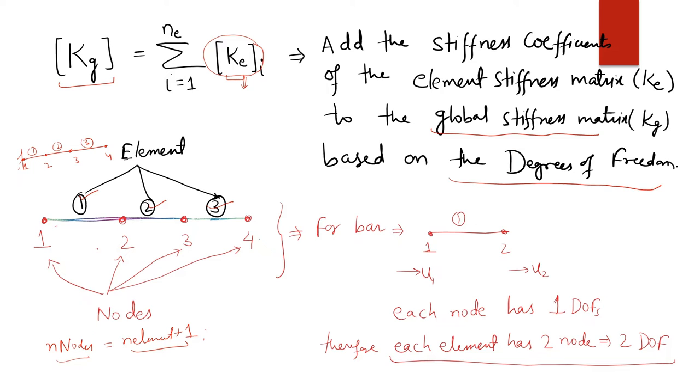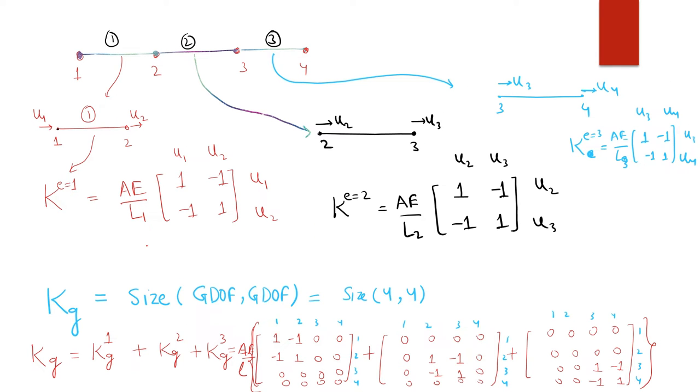That is the global nodes of the bar. For element 1, node 1 has the nodal displacement u1 and node 2 has the nodal displacement u2. So each node has 1 degree of freedom, and each element has 2 nodes, therefore 2 degrees of freedom for each element. Now for this element 1, we have u1 and u2 as nodal displacements, therefore the element 1 stiffness matrix would be A by L1, 1 minus 1, minus 1 1, where the nodal displacements are u1, u2.